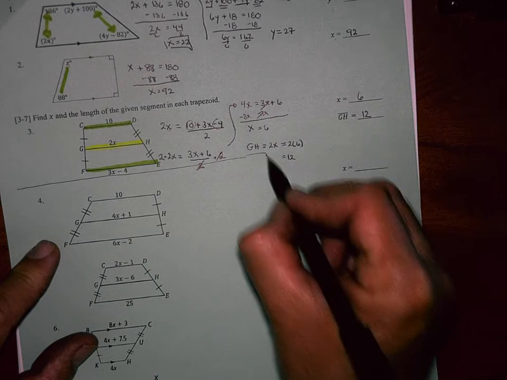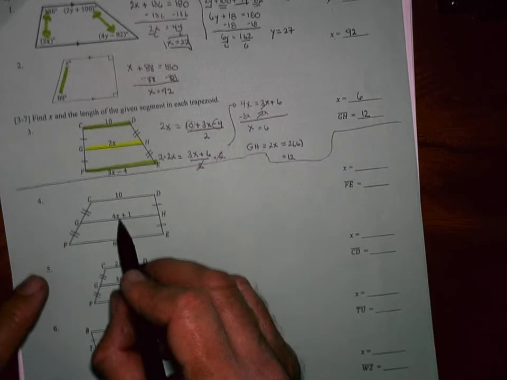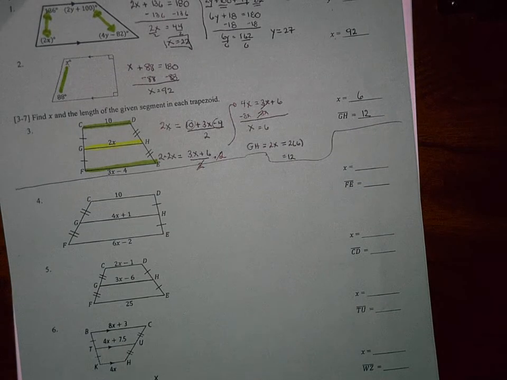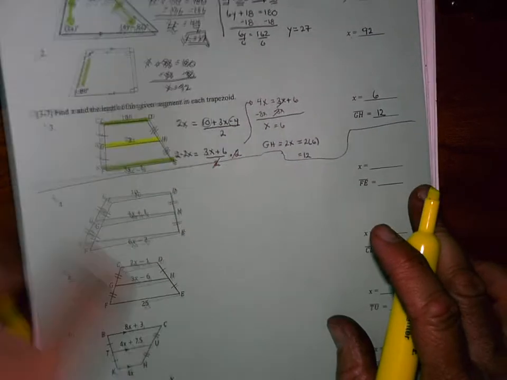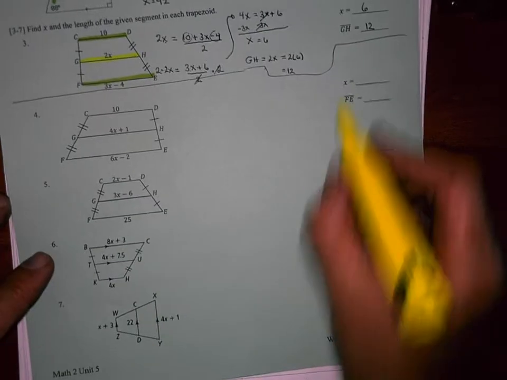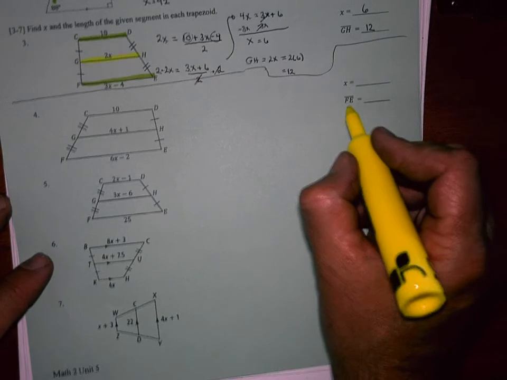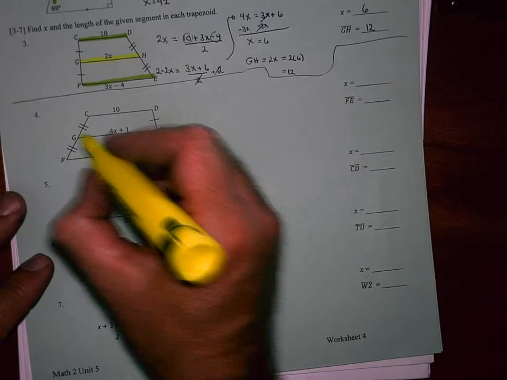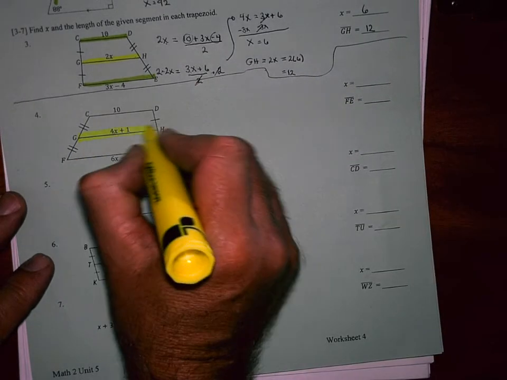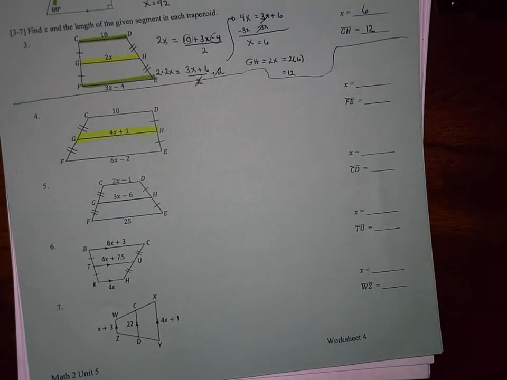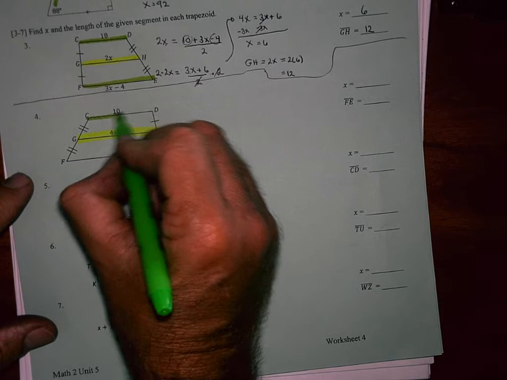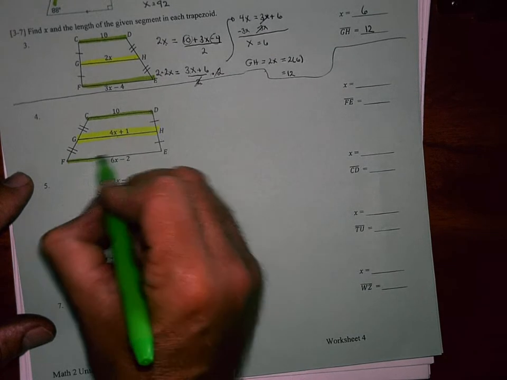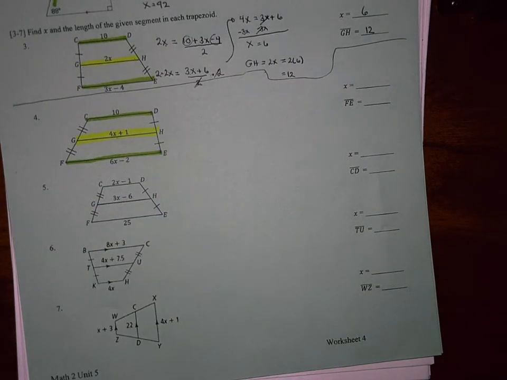Number 4 now. We're using the same idea as we did. As a matter of fact, in all these problems, we're using the midsegment property in order to solve for x in each problem. So in number 4, we're solving for x, and then we're going to find the value of FE. We have a midsegment right here, which is represented by 4x plus 1, and then we have 2 bases. We have this base, which is represented by 10, and this base, which is represented by 6x minus 2.